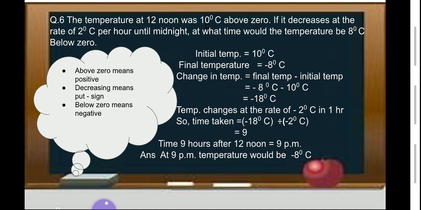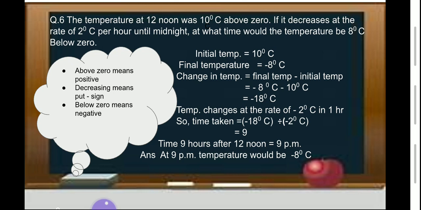If it decreases at the rate of 2 degrees Celsius per hour until midnight, under some process the temperature has to decrease. Now it is not decreasing randomly. It is decreasing at a fixed rate, that is 2 degrees Celsius per hour, and the decrease goes on till 12 midnight. So at what time would the temperature be 8 degrees Celsius below? Now below gives a hint that it is negative 8 degrees Celsius.